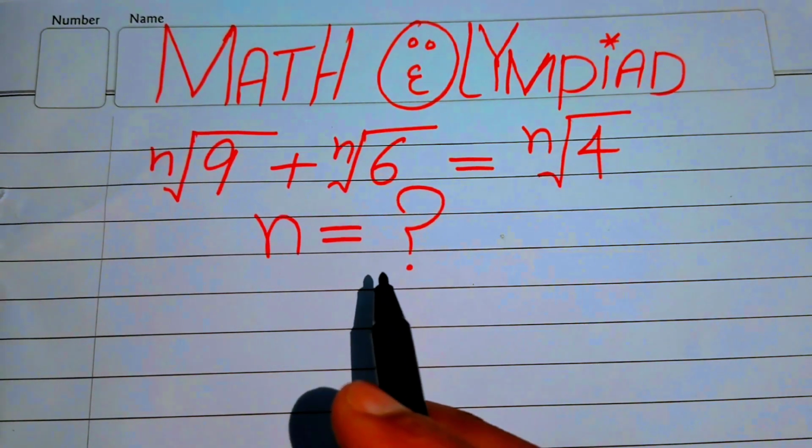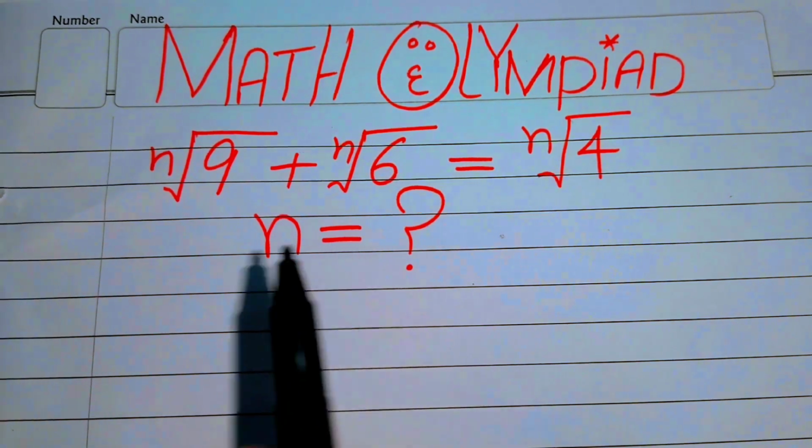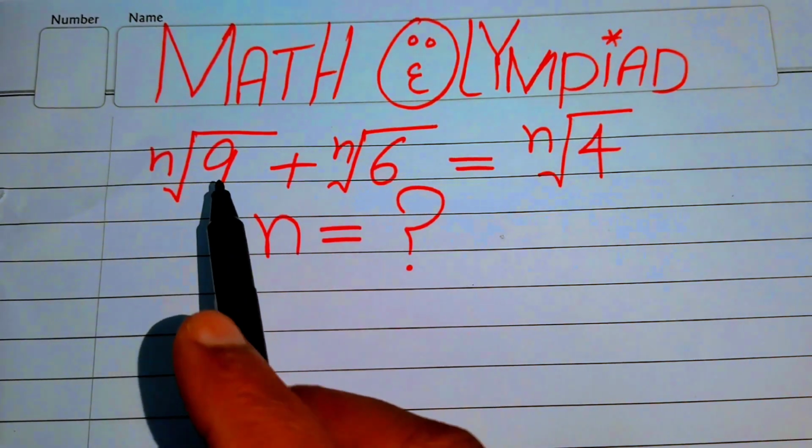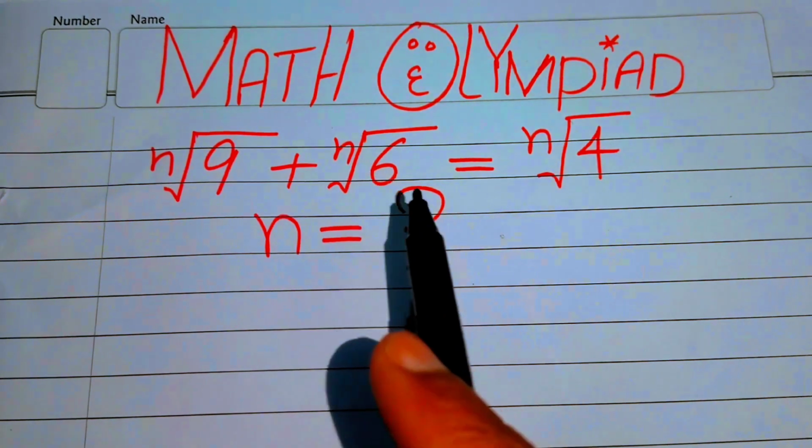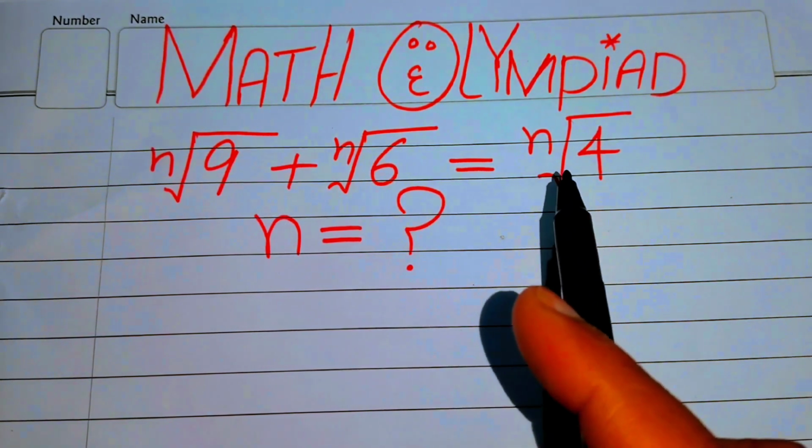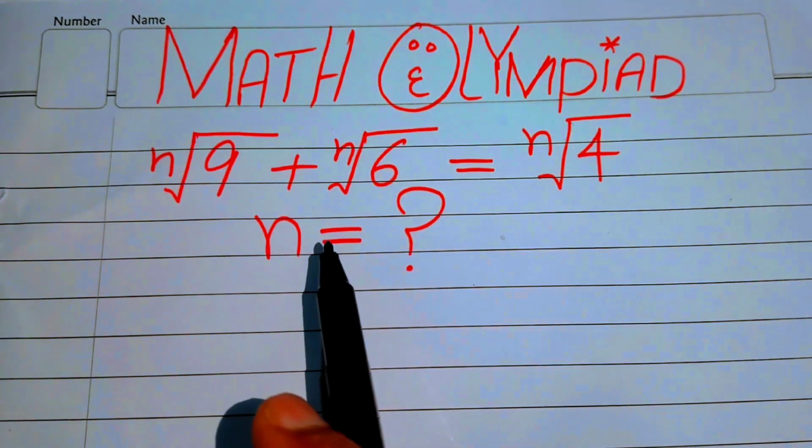In this video we are going to solve this nice math algebra problem, and here we have nth root of 9 plus nth root of 6 equals nth root of 4, and we need to find the value of n.